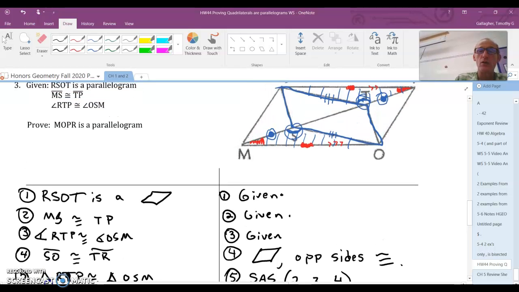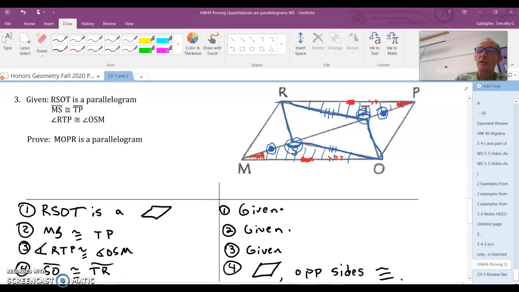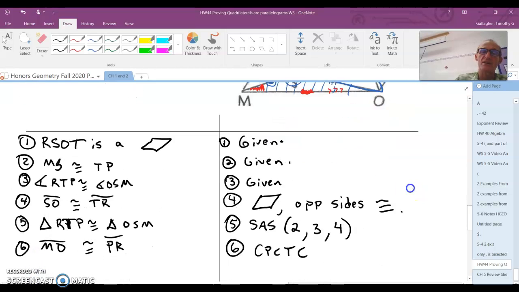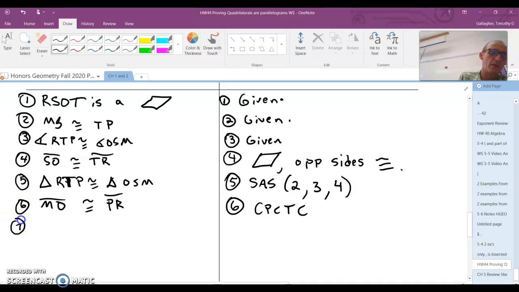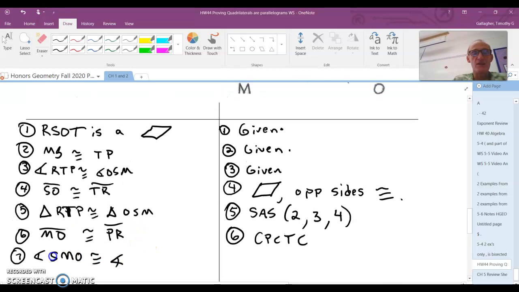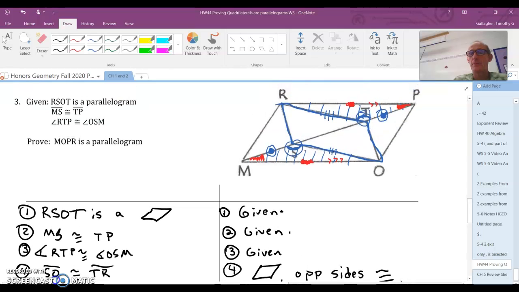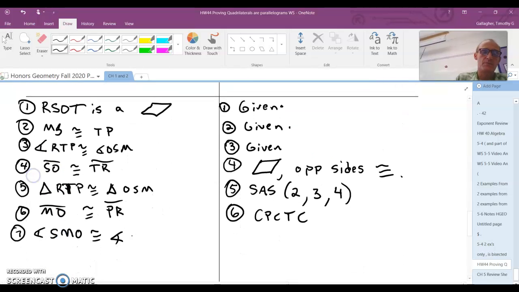And angle PMO, or SMO, I guess I could say. Angle SMO congruent to angle, is it TPR? Yes. And that is CPCTC. Now, I'm almost out of time here, so you'll have to finish this proof on your own. Okay, I'm going to stop it and then put the last step down.